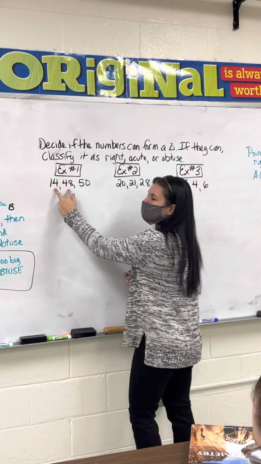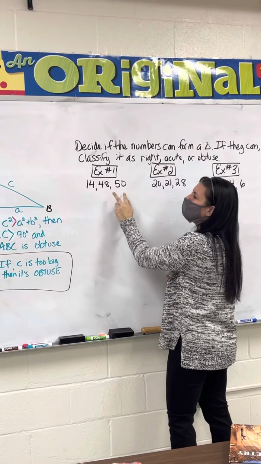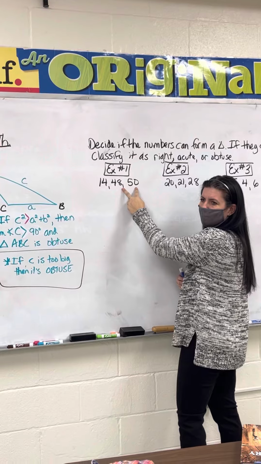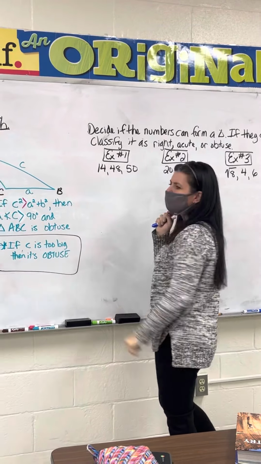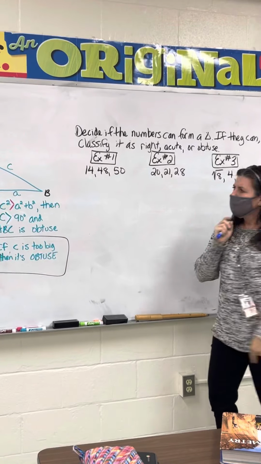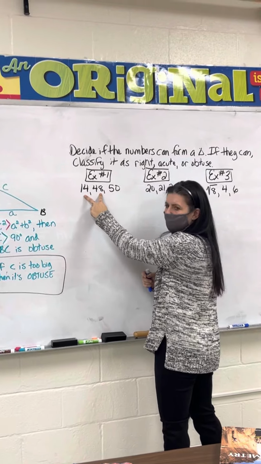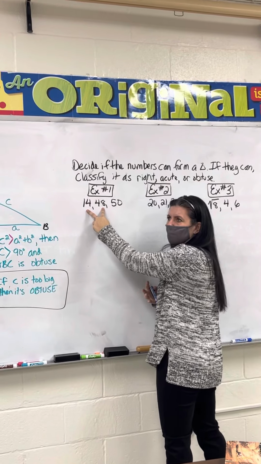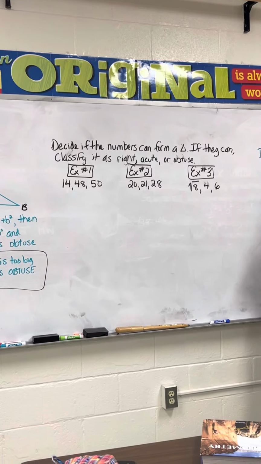When I add these two, is it bigger than 50? Yeah, I hope so. Add these two, is it bigger than 14? Add these two, is it bigger than 48? And like I've told you guys, you shouldn't have to actually add them. I know when I take 48 and I add 14 to it, it's definitely going to be more than 50. That's all I need to know. So I did verify that it can make a triangle.